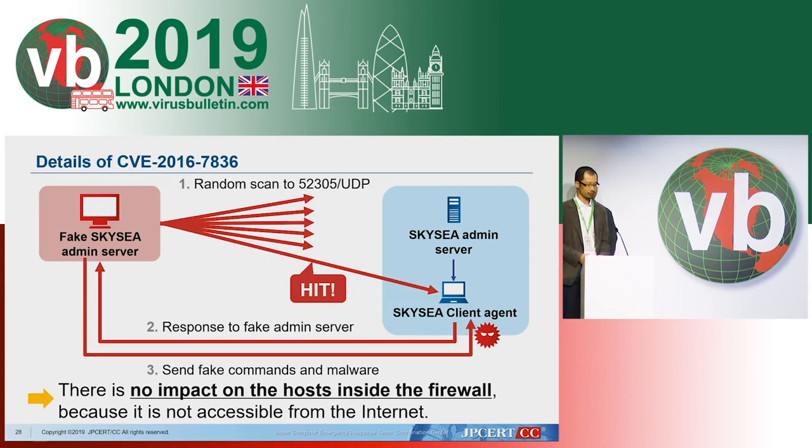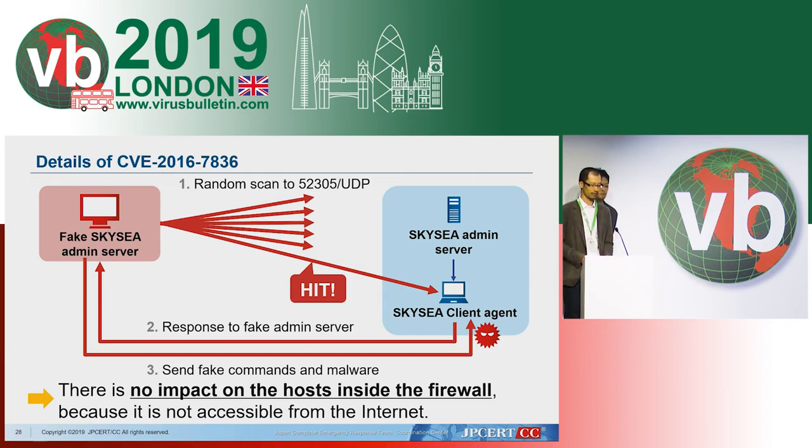This software has a remote code execution vulnerability. Skysea Client agent is controlled by the admin server. The port used for the connection is 52305 UDP. An attacker can remotely control the Skysea Client agent by sending a specially crafted packet to this port. However, this is not important for hosts inside a firewall because they are not accessible from the internet.